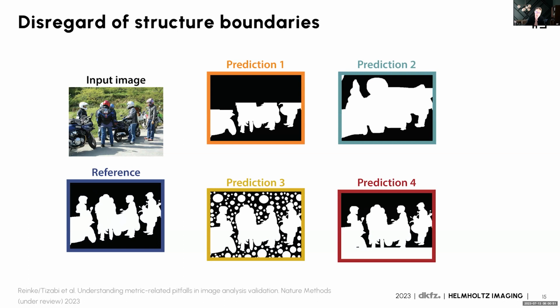However, if we now use again our standard segmentation metric that we saw earlier, this metric will tell us that all 4 of them have the same quality. And this is, of course, not what we want here. So we would need to choose a different metric.